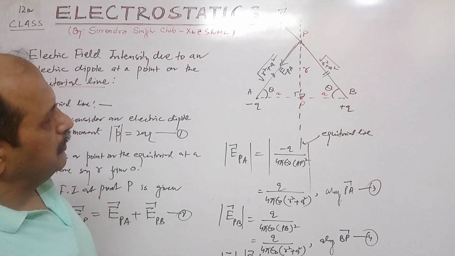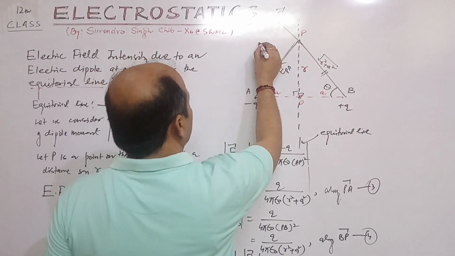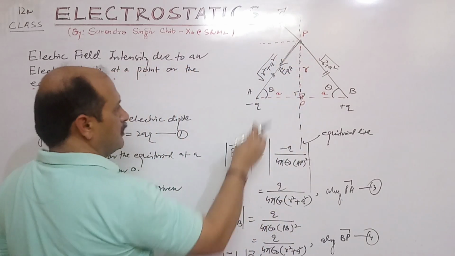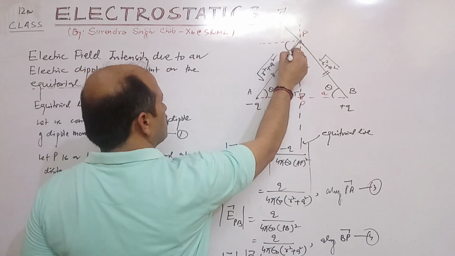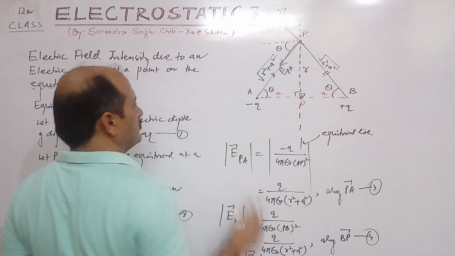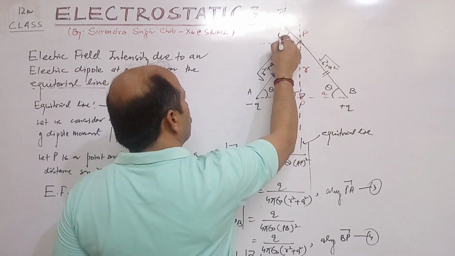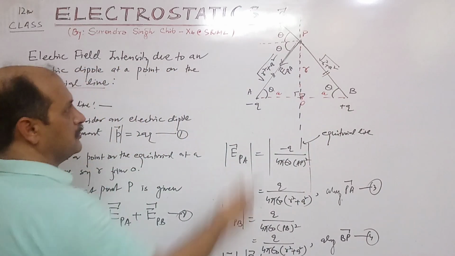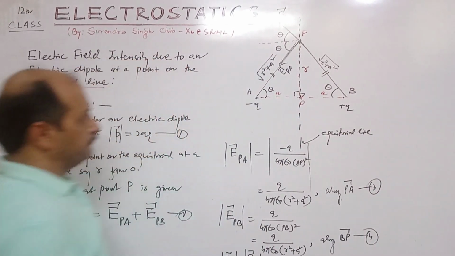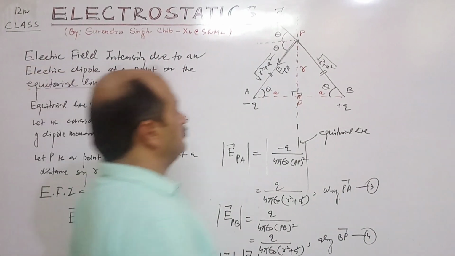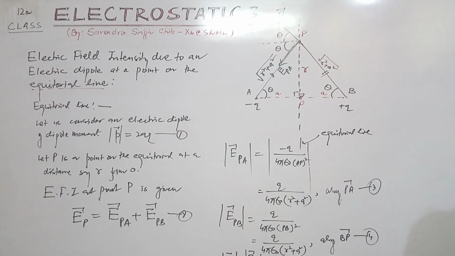Dono equal honge. Aur hum ek line draw karte hain horizontal yahan se. If it is theta, to ye kitna angle hoga? This is also theta. Why? Alternate angles. If it is theta, this will also be theta. Why? Corresponding angles. This line is parallel to this. Now let's resolve.